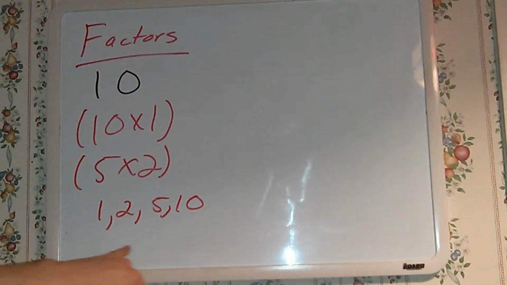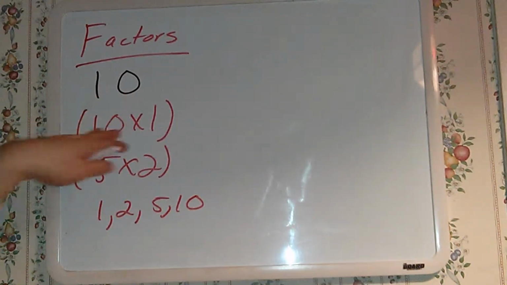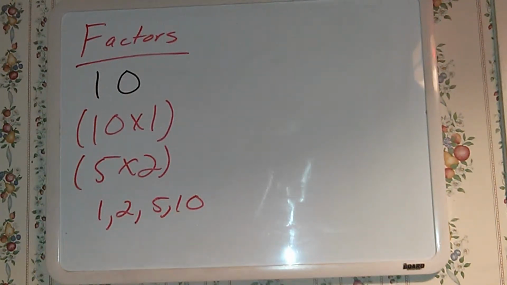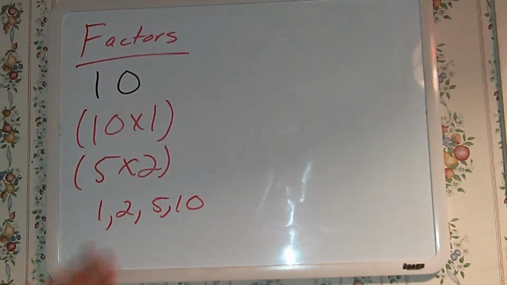Now, I just listed them in numerical order, but the easiest way to find your factors is to pair them the way that they go. And remember, since multiplication is what is known as commutative, which means it doesn't matter which way you arrange the numbers, you don't have to turn this around and say 1 times 10, because it equals the same thing as 10 times 1. So it doesn't give you any extra factors to do that.